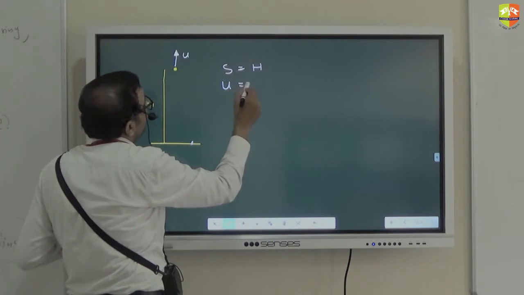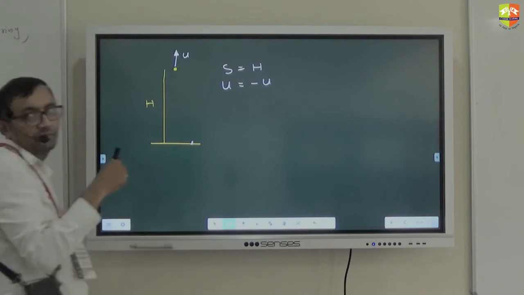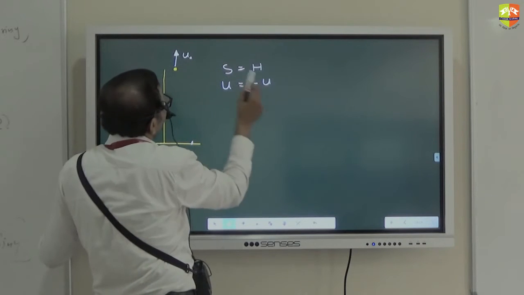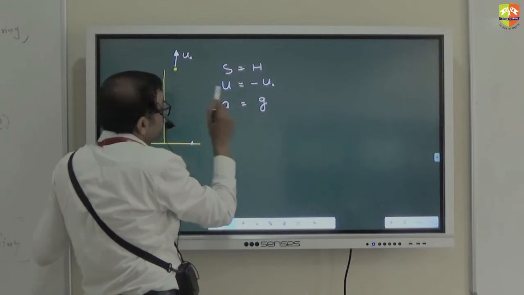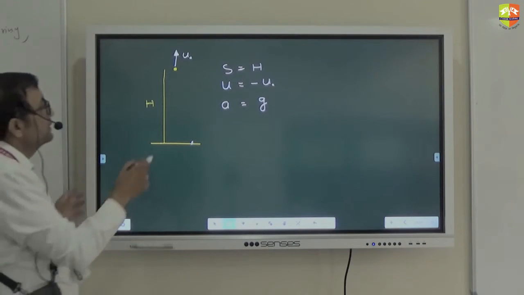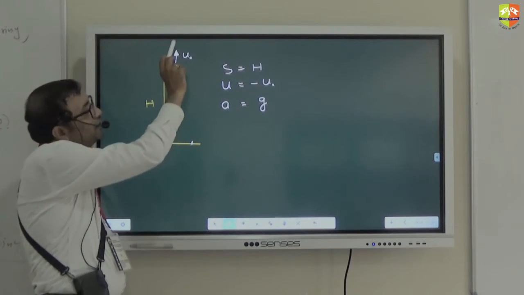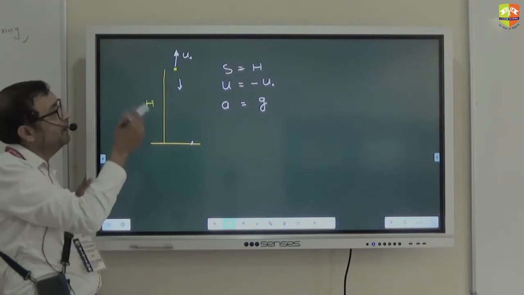Initial velocity is minus u, because you are taking downward positive. Yes or no? Acceleration is g, since you are taking downward positive. So displacement is plus h because I am taking downward positive, velocity is minus u naught and acceleration is g. You can reverse it also. You can take upward positive also.